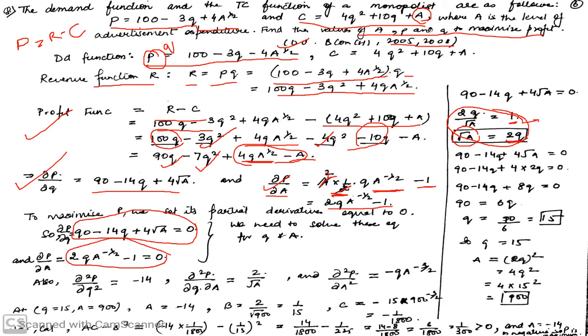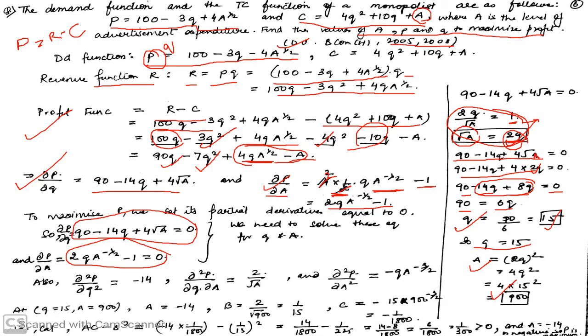From one equation we found the value of under root a, and we will put this in the second equation. What is our second equation? 90 - 14q + 4 under root a, and we know the value of under root a, which is 2q. Putting that in and solving, we get 90 - 14q + 8q = 0. This becomes -6q, so 90 = 6q. The value of q comes out to be 15. We got the value of q equal to 15, right? Now you find the value of a, you get a equal to 900.